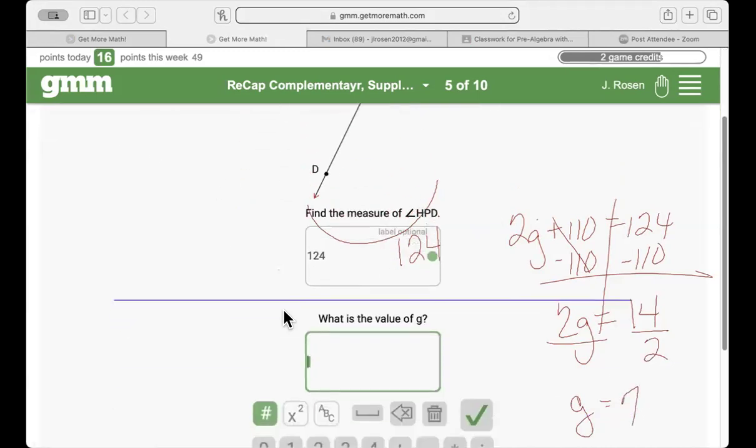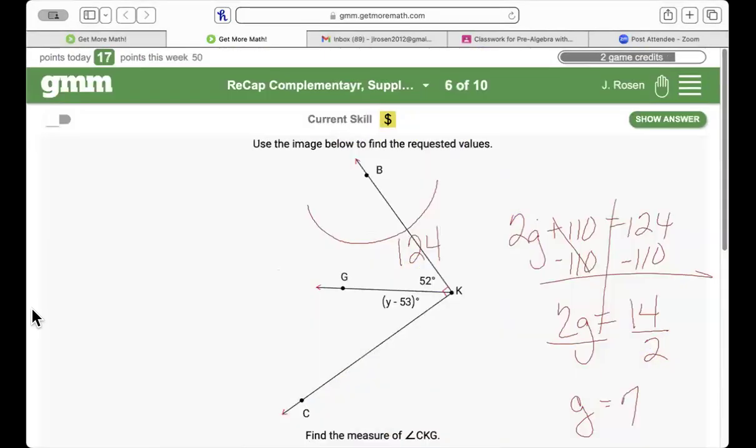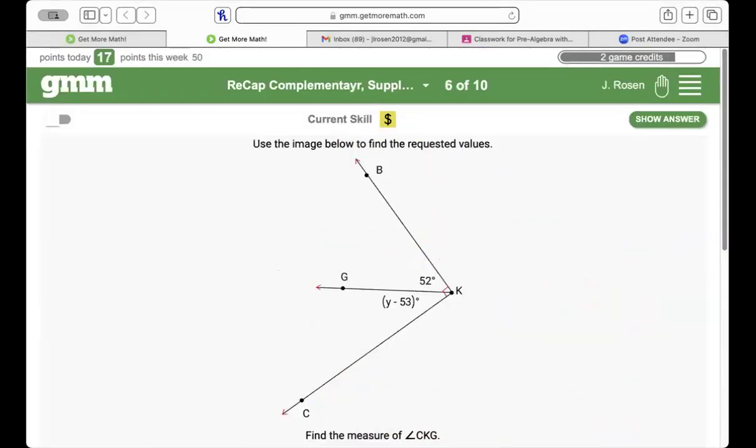Okay, so if you have any questions, you want to schedule a time to meet up, let me know. But just make sure you're paying attention to if it equals complementary, which is this one, which is 90 degrees, supplementary, which is a straight line, or if they're vertical to each other.